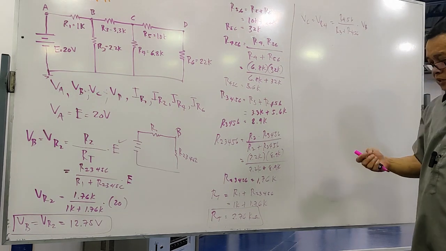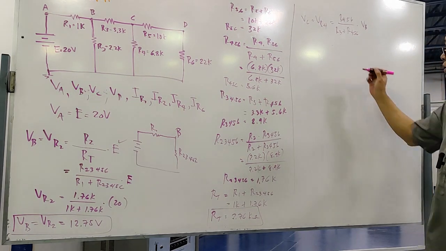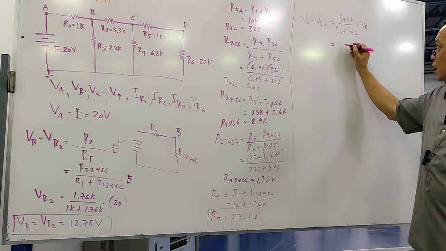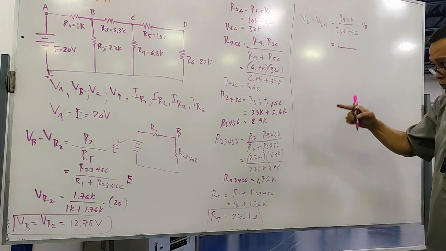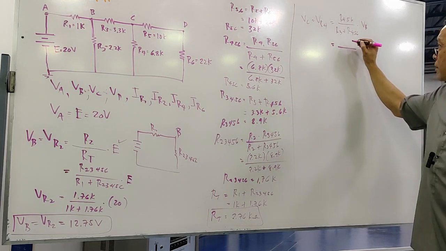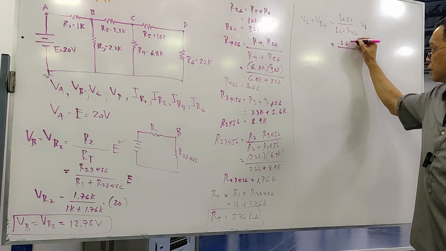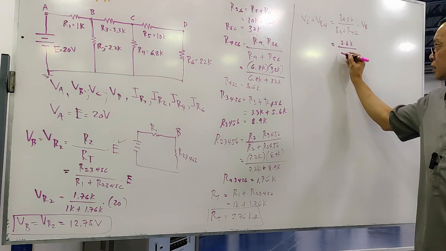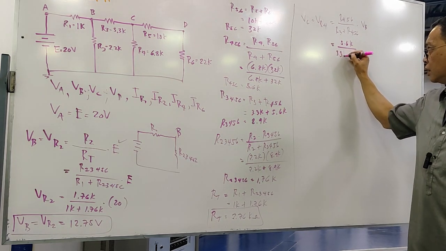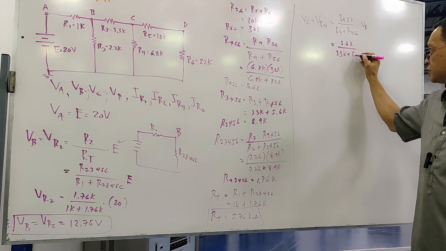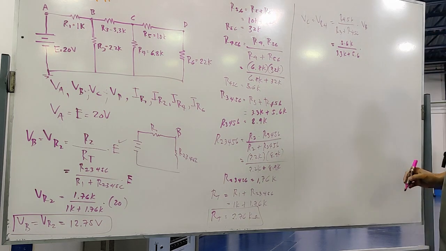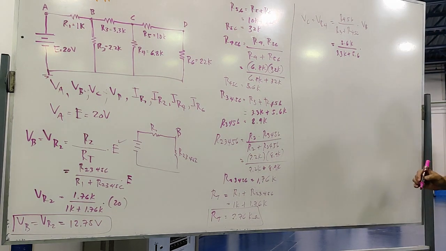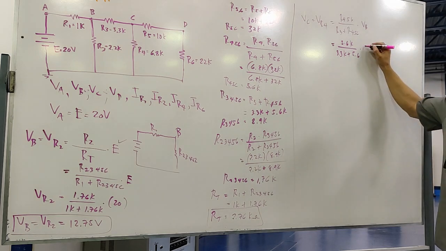So now let's see. How much now? Give me the value. How much? 5.6, so that's R456. 5.6 kilo. R3, 3.3 plus 5.6, multiplied by BB. How much? 12.75.